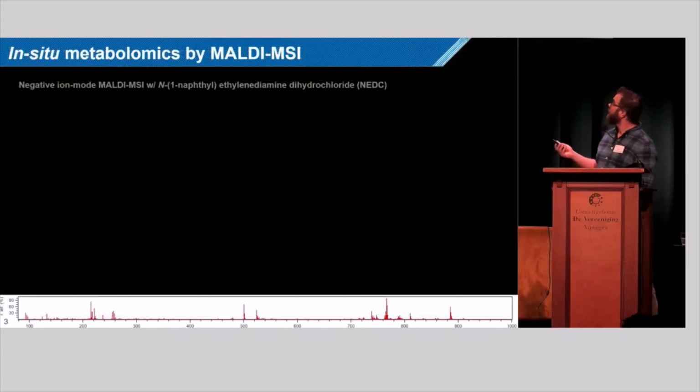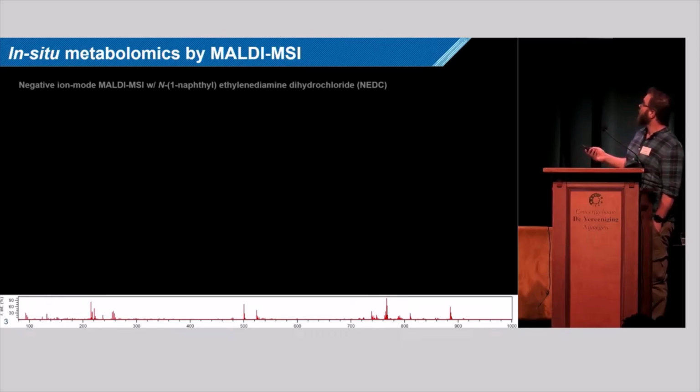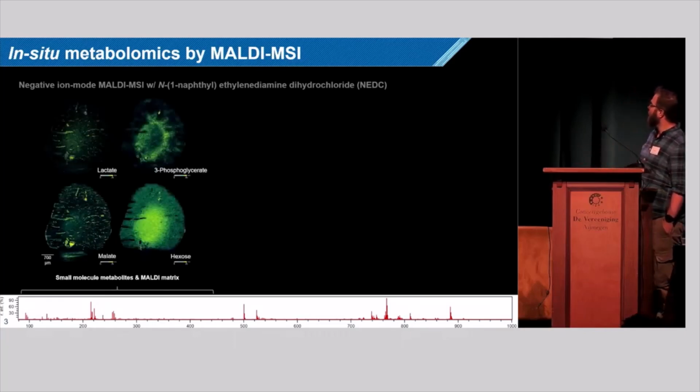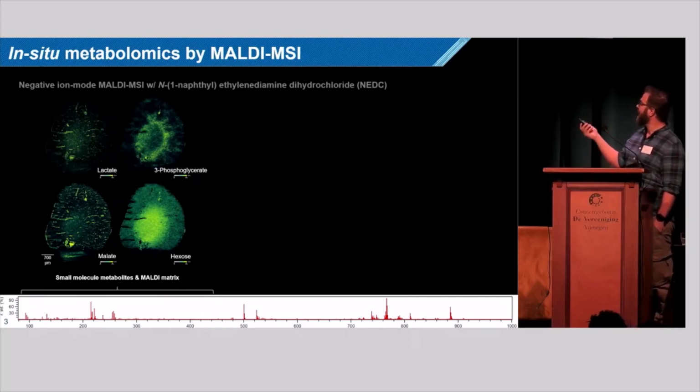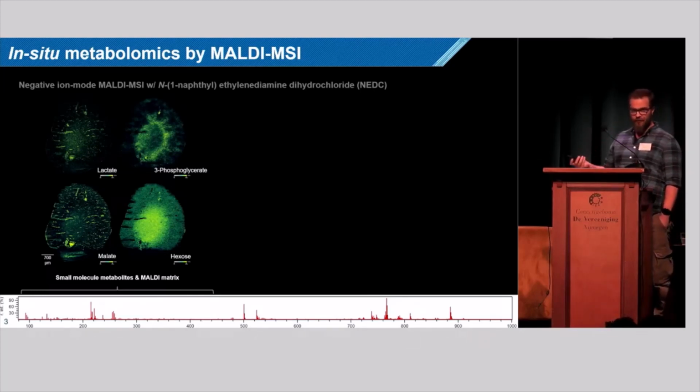So basically, today's talk will be mostly about in situ metabolomics using mass spectrometry imaging. Here on the bottom, you see a typical average mass spectrum that you get if we look at a kidney section by mass spectrometry imaging. We've used NEDC as a MALDI matrix, and we analyze in negative mode. On the lower end of your mass to charge scale, we see small peaks that represent small molecules, such as lactate, hexoses, malate, all the glycolysis and TCA cycle intermediates. Of course, we also get a lot of interference from the MALDI matrix.